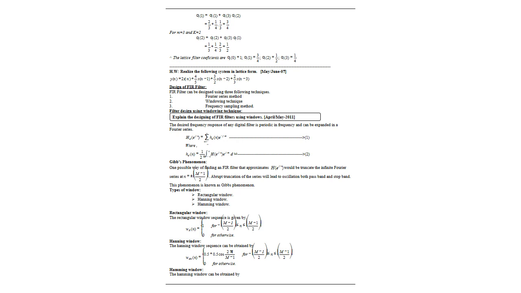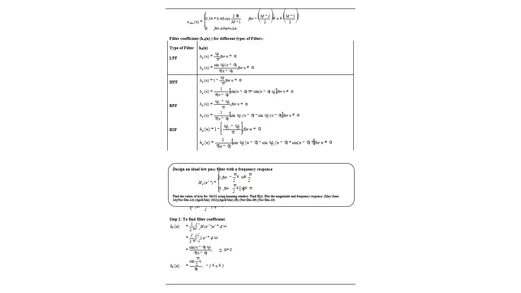Hamming window is defined as, that is WHM of n is equal to 0.54 plus 0.46 cos 2 pi n by m minus 1 for minus of modulus m minus 1 by 2 is less than or equal to n less than or equal to m minus 1 by 2, 0 otherwise. So the filter coefficients Hd of n for different types of filters: for a low pass filter, Hd of n is omega c by pi for n is equal to alpha, and Hd of n is sine omega c into n minus alpha divided by pi into n minus alpha for n is not equal to alpha.